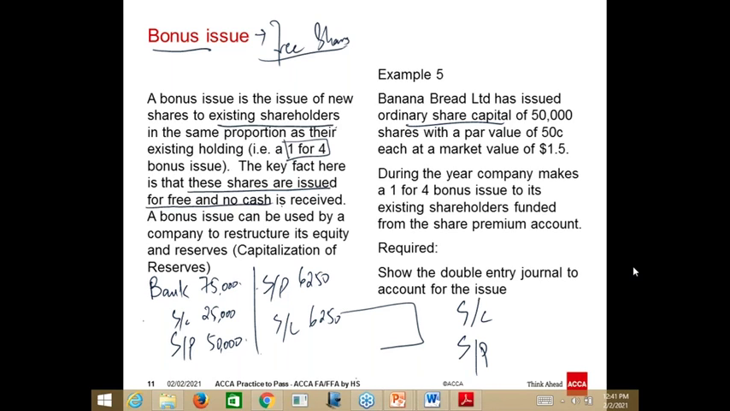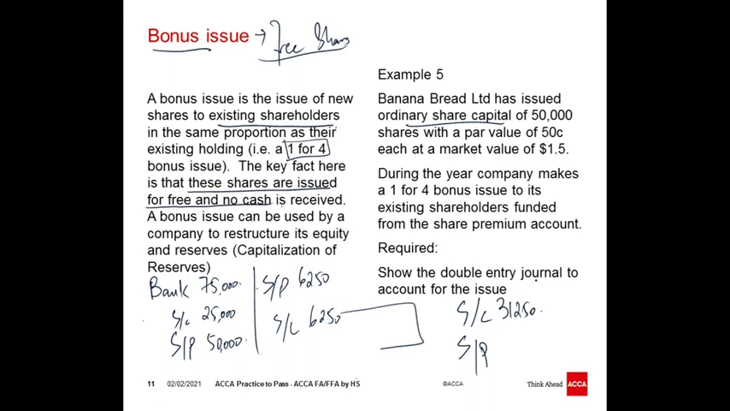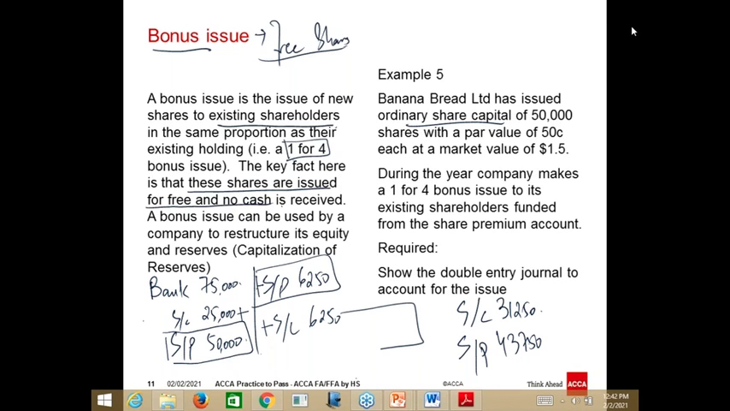The balance in the share capital account will be 31,250. Very good. And what about the premium account? The premium account will be 43,750. Very good. So what we have done, the credit and credit, we have added the credit figures, but we have to deduct the debit figure. So we have to make the adjusting entry of the share premium account, which is 43,750. Any confusions?